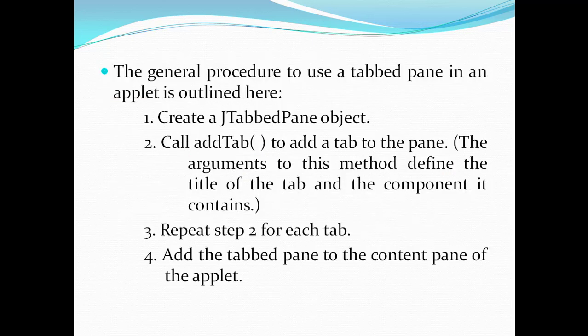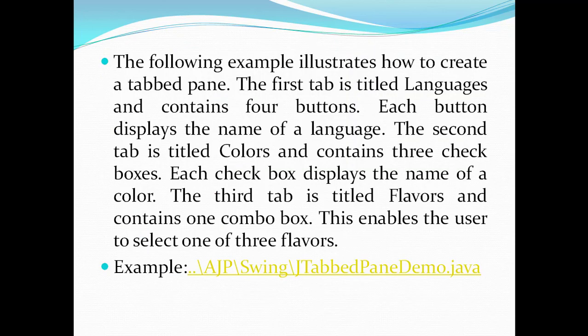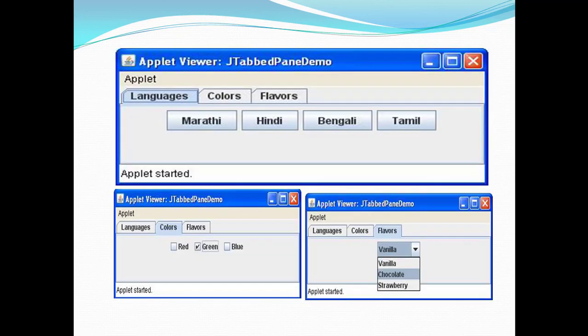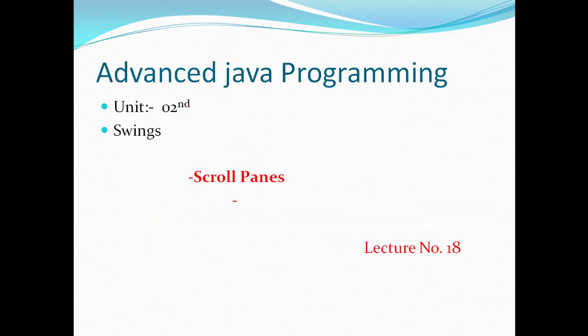Like this we have studied the tabbed pane and the steps we need to follow for adding the tabs. Those steps, diagrammatic steps, an example for the tabbed pane, and the output for this tabbed pane we have studied in the previous lecture. Today we are going to study the scroll panes.